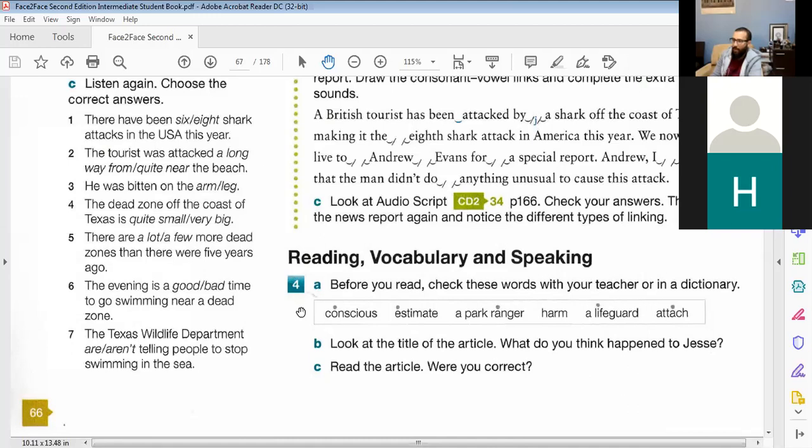So are any of these words new? Or do you know all of these words? You know them?